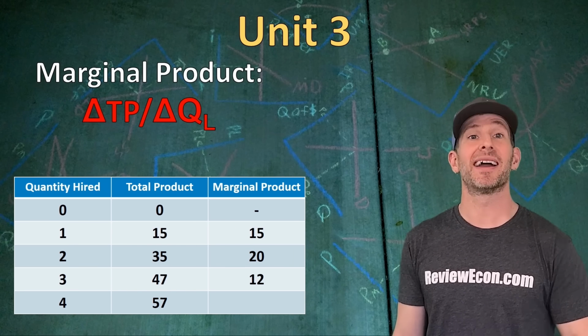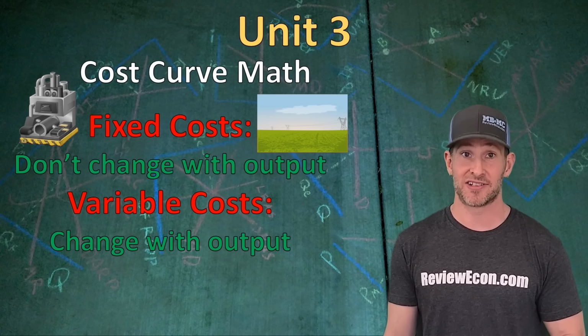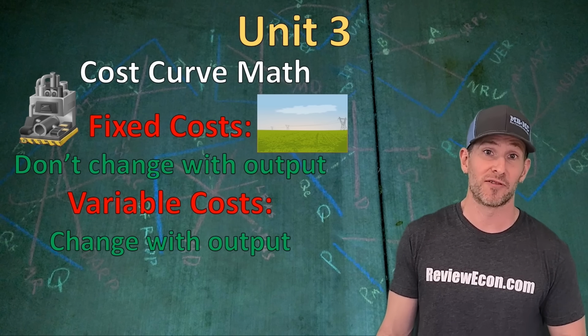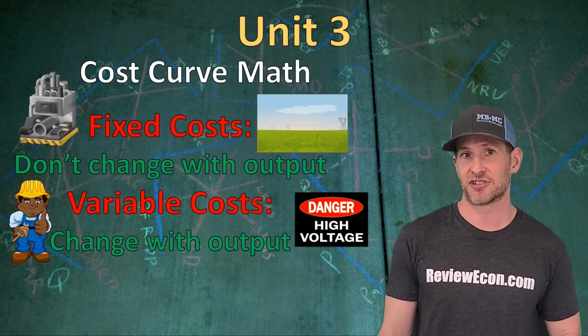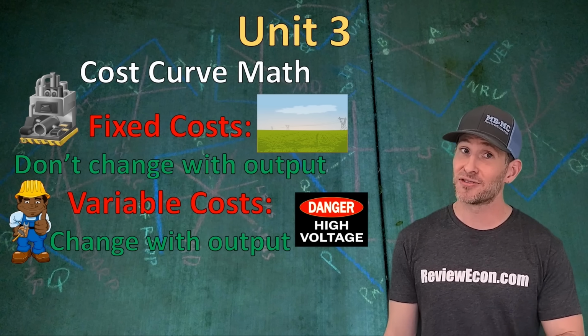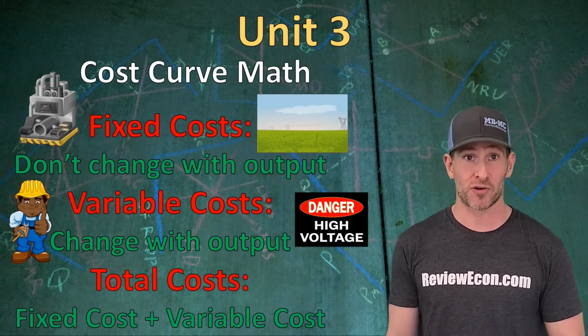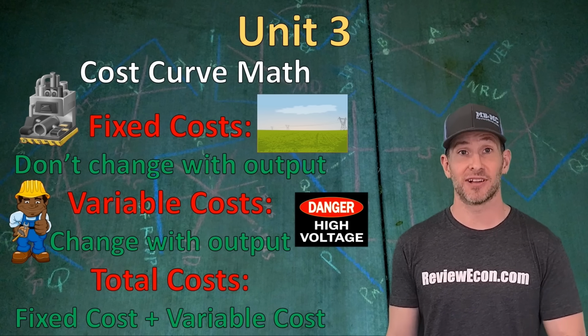To figure out the rest of our cost curves, you need to know the difference between fixed cost, that's costs that don't change with output, like capital equipment and land, and variable costs. Those are the costs that do change with the quantity of output, like your number of workers or the amount of electricity you're going to consume within your factory. Add those two together and you get your total cost. That's fixed cost plus variable cost.